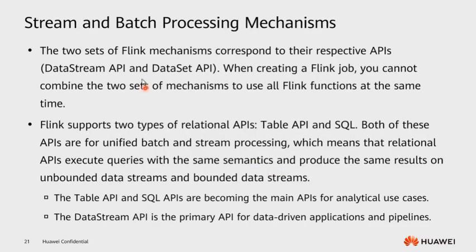However, although Flink uses the same engine to support both stream processing and batch processing, still we cannot combine them together because the two sets of API are different. But there is only one exception, the Table API and SQL. Just as mentioned before, they are supported by both mechanisms, which means that relational APIs execute queries with the same semantics and produce the same results on unbounded and bounded data streams. This is the only exception for Flink.